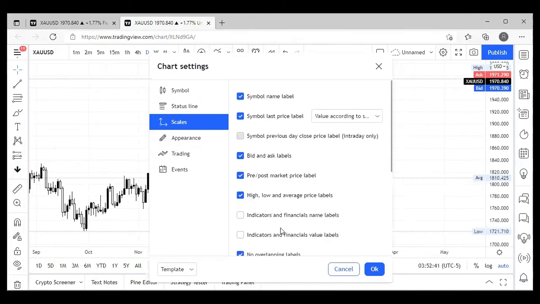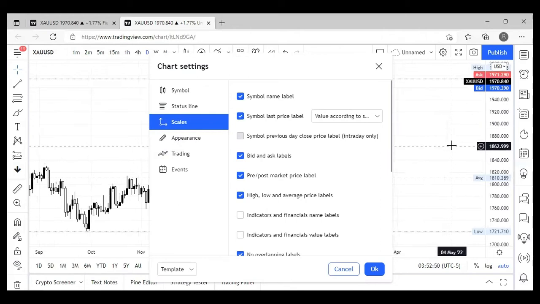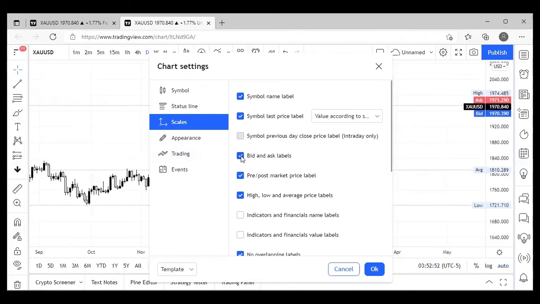Scales, basically, here we can see the ask and the bid price. I can remove them. I can add them. Make sense? Hopefully. Symbol, name, label, I can remove it, I can add it. So what you need to do is just explore. I can remove the highs, lows, and all that.